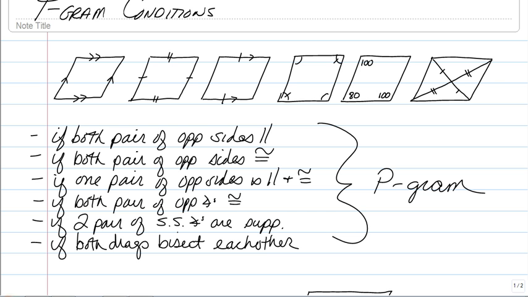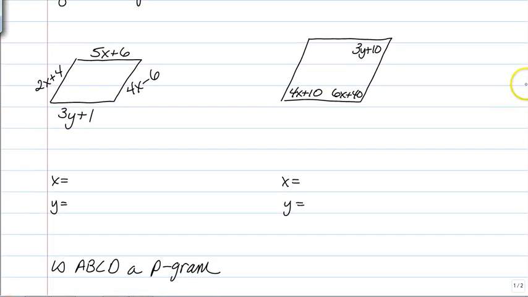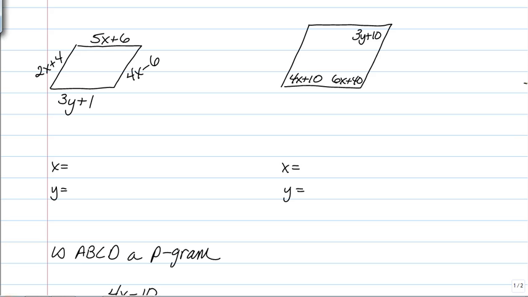If one pair of sides is congruent and parallel, like this example right here, that would be a parallelogram as well. Of course, opposite angles are congruent, same side angles are supplementary, and the diagonals bisect each other. Those are all different properties that make parallelograms. So, we're going to do some algebra to begin with.